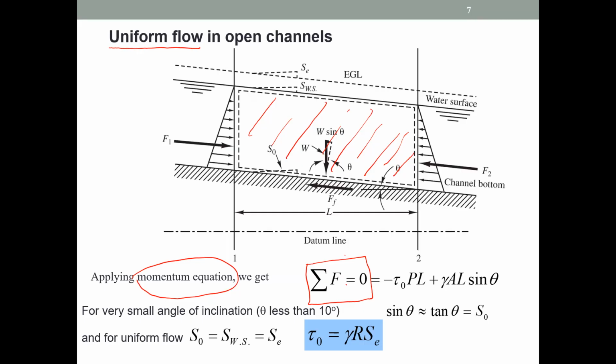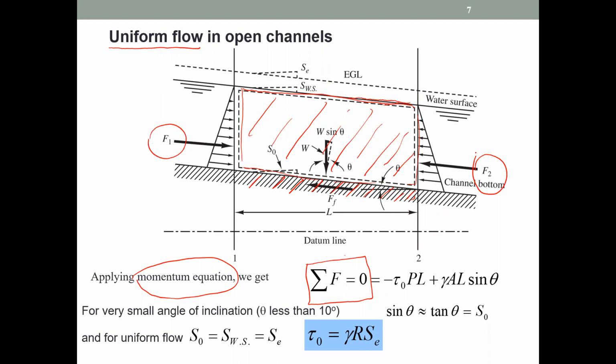So what are the forces acting on this water body? Now here we have this channel bed, right? And this is the water surface. This is the control volume that we are selecting now. In this control volume, we are going to analyze the force balance, right? So what are the forces? We have F1 and F2. These are the pressure terms coming from both sides.